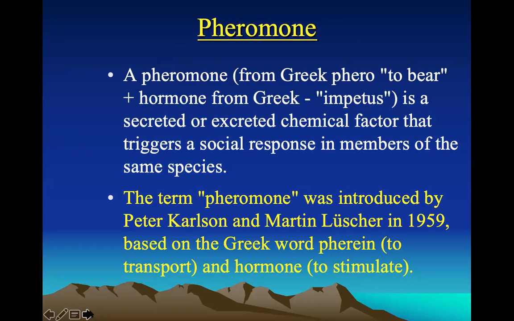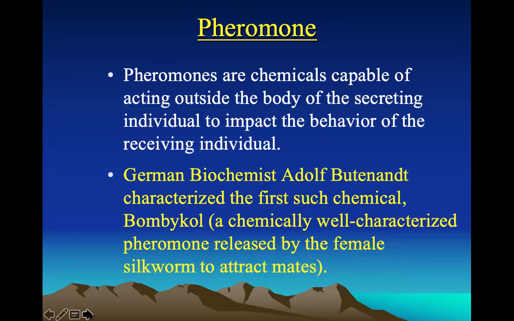But in the case of hormone, in our body also, hormone is released and moves through the bloodstream and works inside the body, not excreted from the body. The term pheromone was introduced by Peter Karlson and Martin Lüscher in 1959, based on the Greek word pherein, to transport, and hormone, to stimulate. So these are the concepts of pheromone, and lots of pheromones are now industrially being used to safely control insects. Pheromones are chemicals capable of acting outside the body of the secreting individual to impact the behavior of the receiving individual. This is very, very important, and you can easily understand.